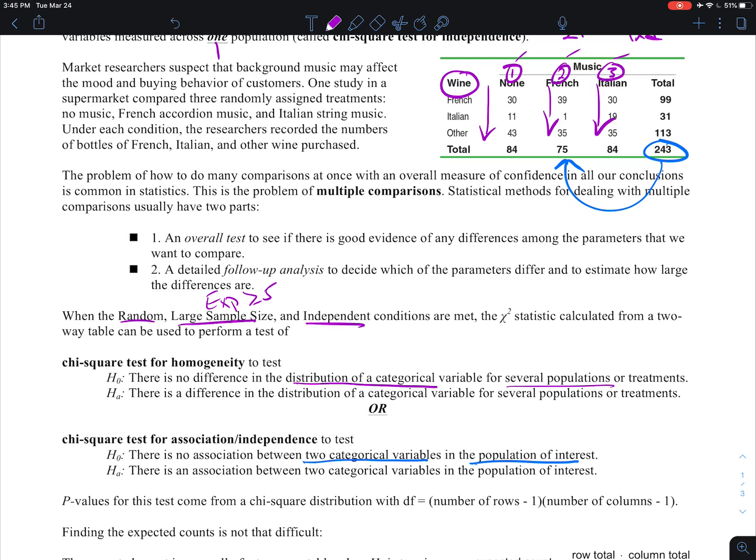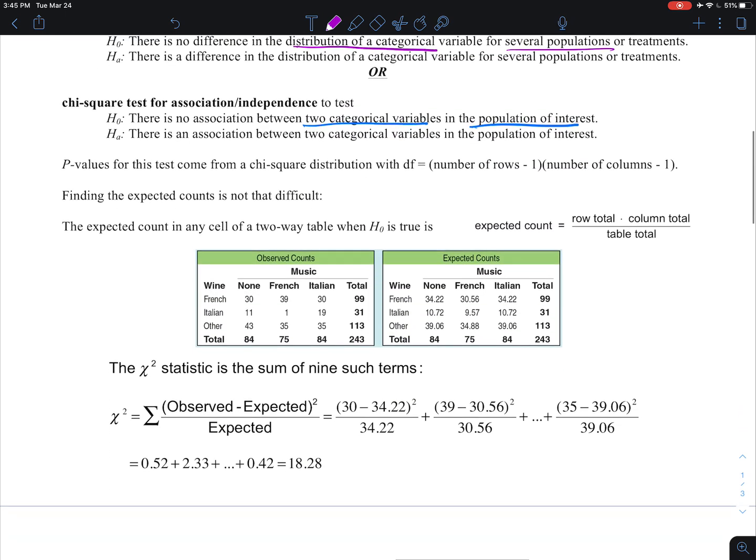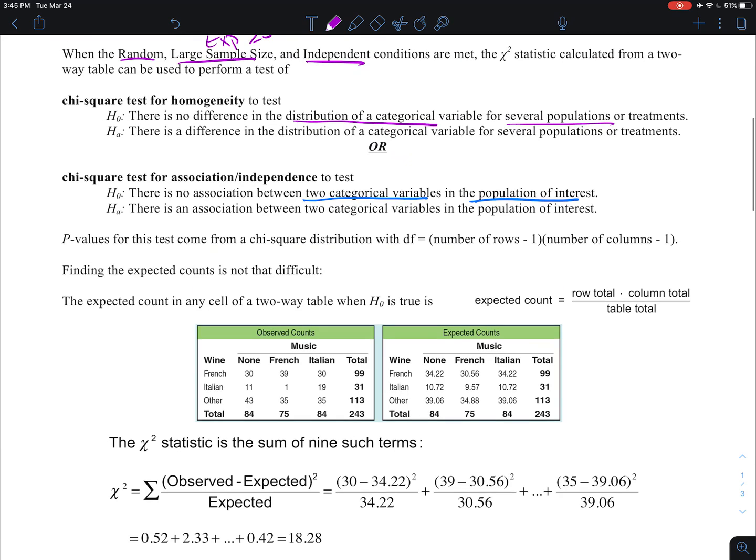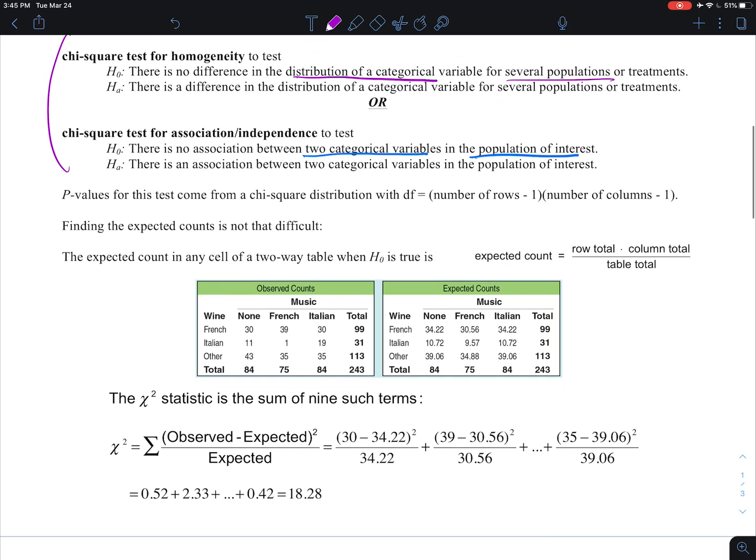That's the subtle difference in the two tests, which is good news, bad news, because the work is going to be the same. It's just some of the semantics of the test that will change. So once you've identified which of these two tests it is, you would need to find the expected counts, and that's the same regardless of which test you're doing. And then the corresponding degrees of freedom, the calculation of the chi-square, from here on out, everything's the same until you get to the conclusion, depending on which test you did.